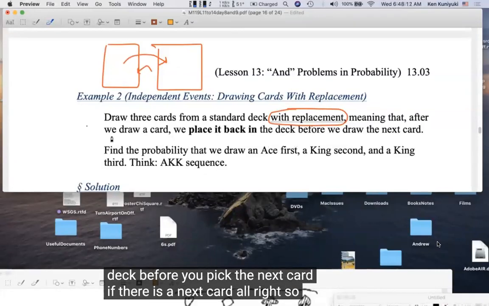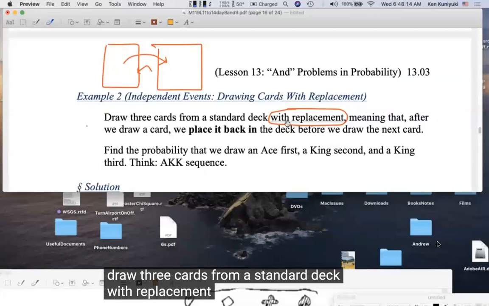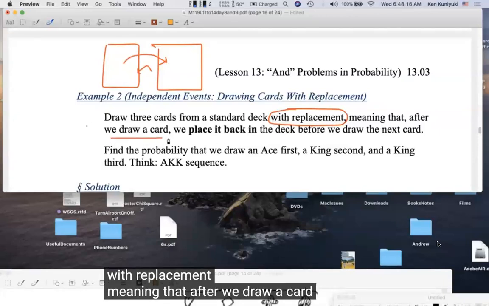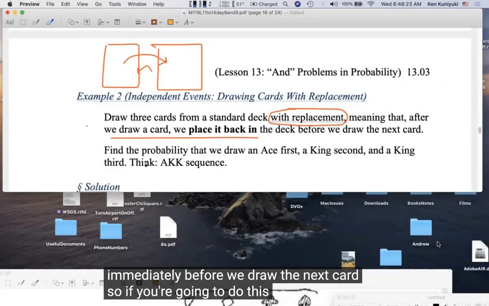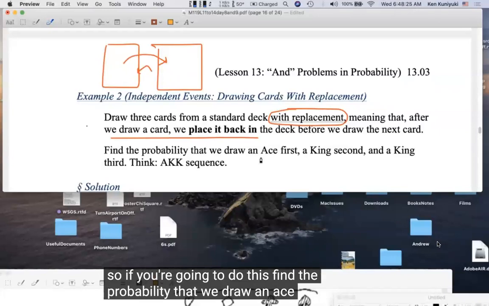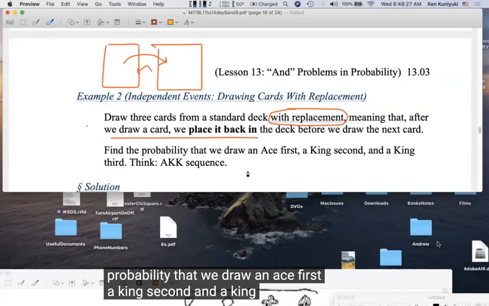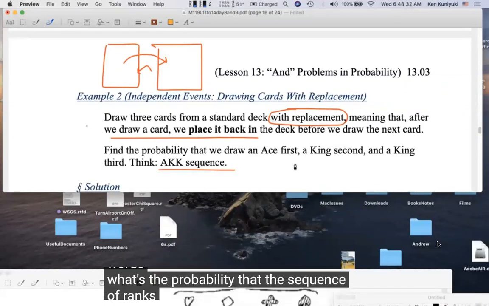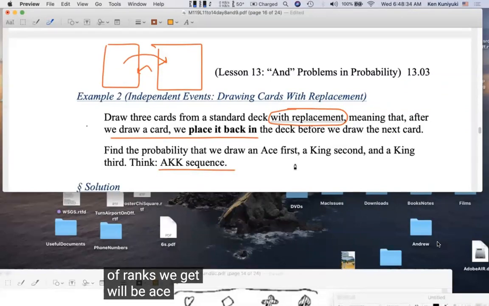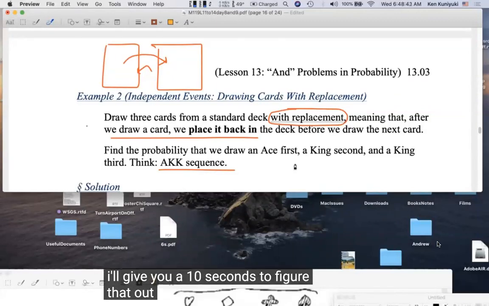All right. So draw 3 cards from a standard deck with replacement, meaning that after we draw a card, we place it back in immediately before we draw the next card. So if you're going to do this, find the probability that we draw an ace first, a king second, and a king third. In other words, what's the probability that the sequence of ranks we get will be ace, then king, then king? I'll give you 10 seconds to figure that out.